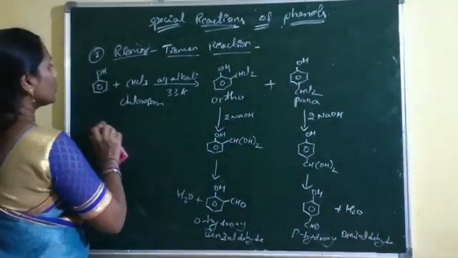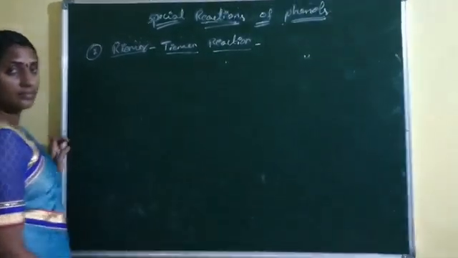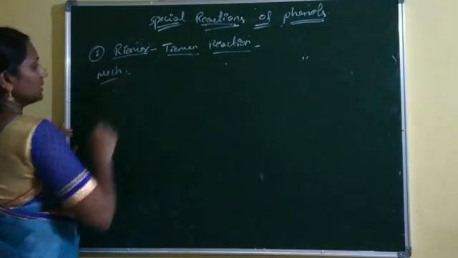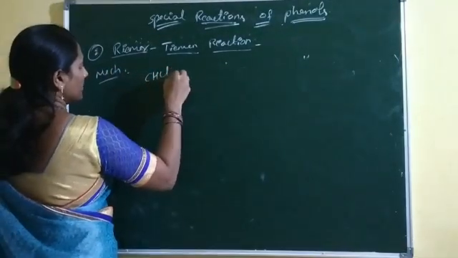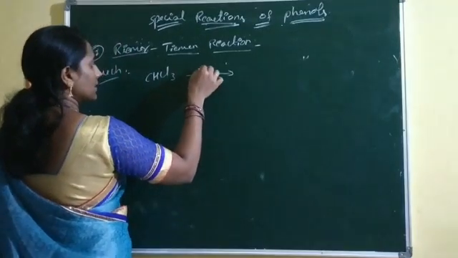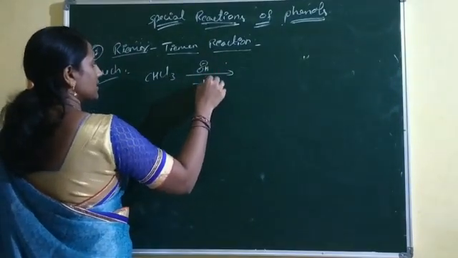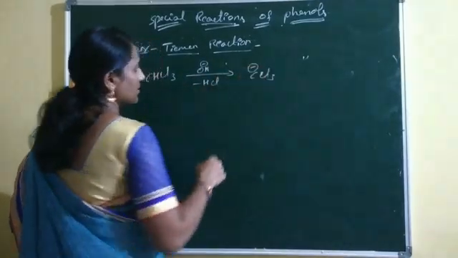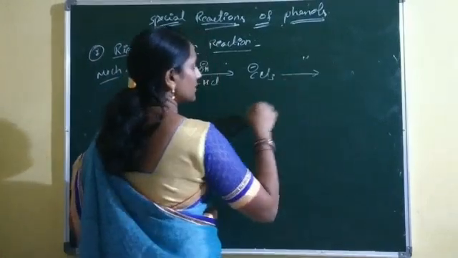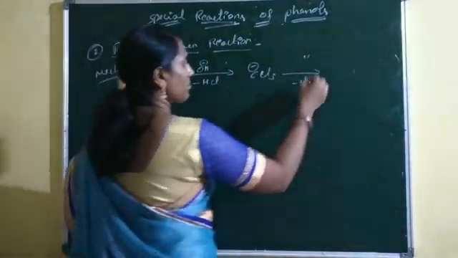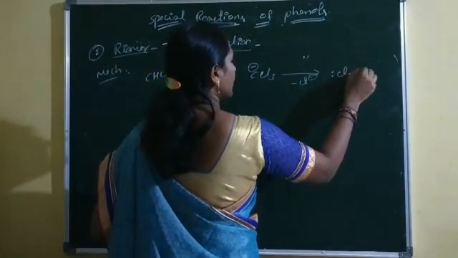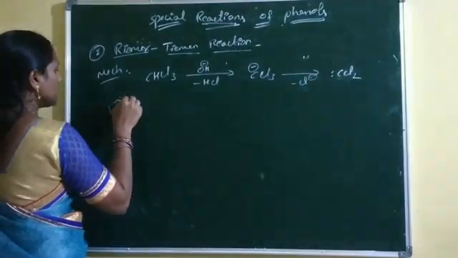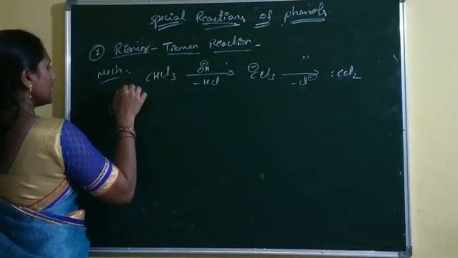And let us write the suitable mechanism of the Reimer-Tiemann reaction. First you take chloroform. Now this chloroform is treated under alkali conditions like OH minus, by the loss of HCl, to form CCl3 minus. Now this CCl3 minus undergoes further reaction by the loss of Cl minus to form a carbene intermediate. This carbene intermediate is treated with the phenoxide ion.